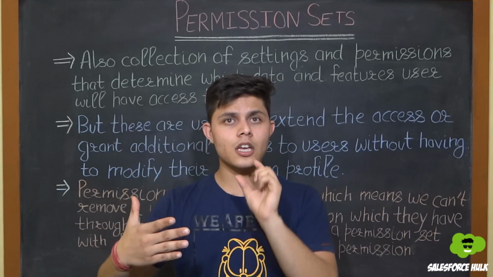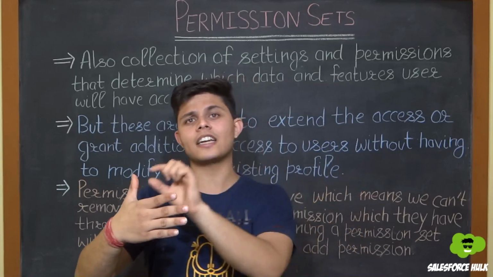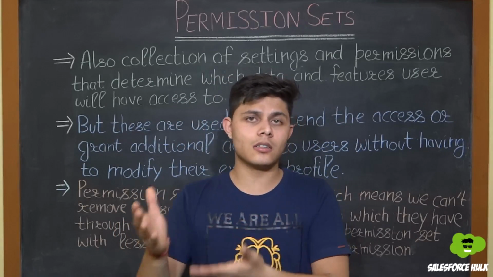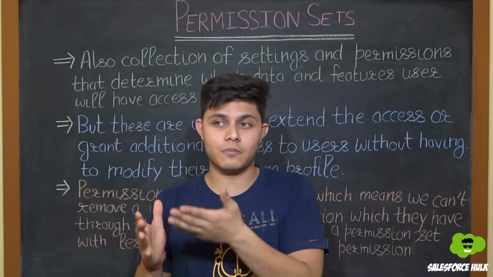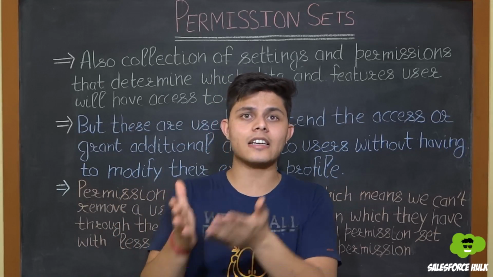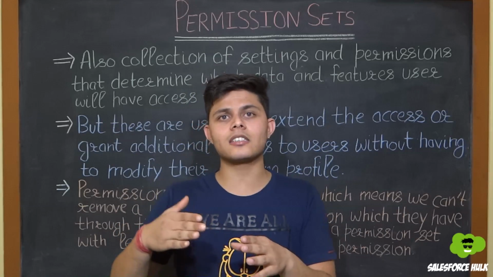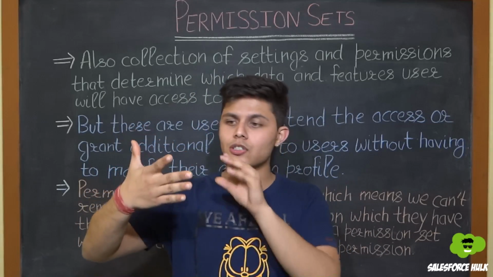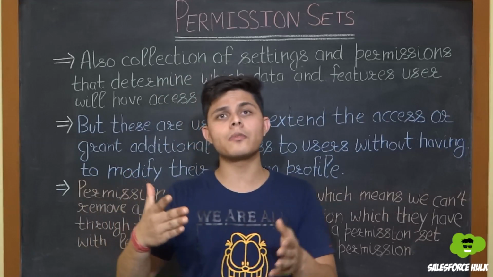In that situation, you'll create a permission set, and that permission set will be assigned to Anthony, so that Anthony will have access to the features or data which he already has on his profile, but he'll also be able to access different data or different features which the other 4 people are not able to access, using permission sets.